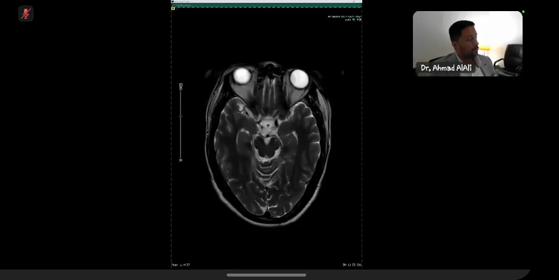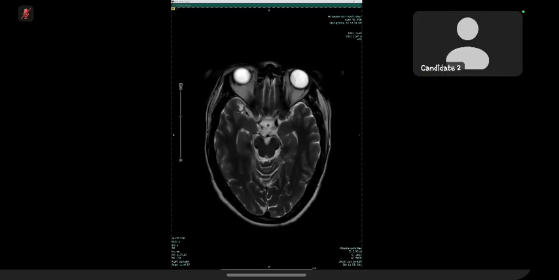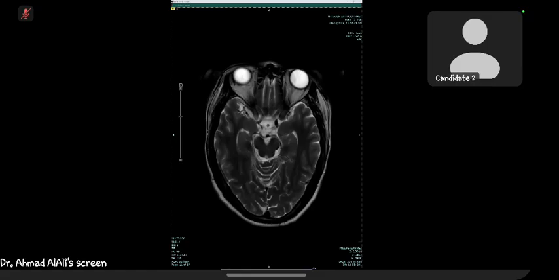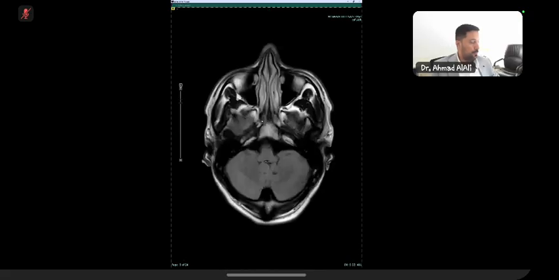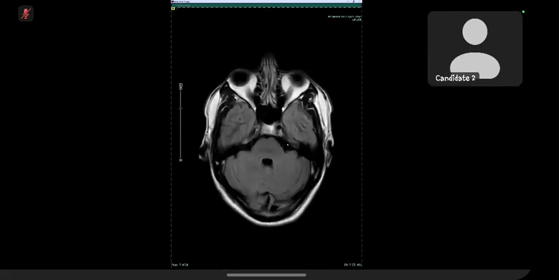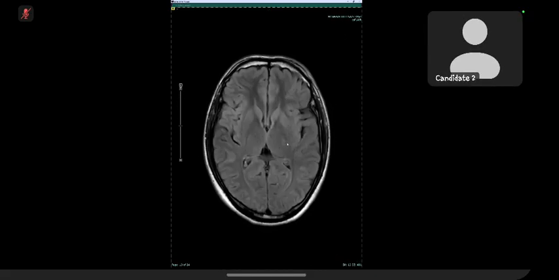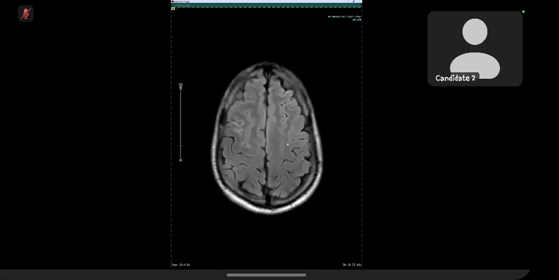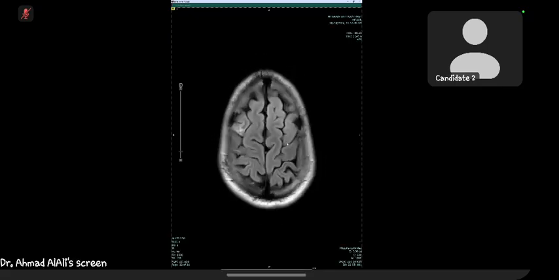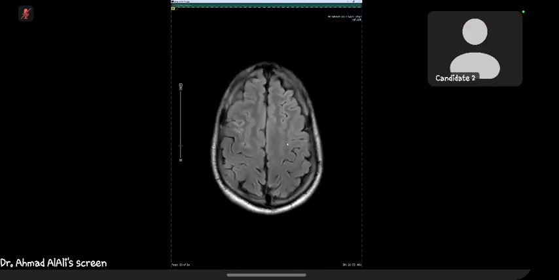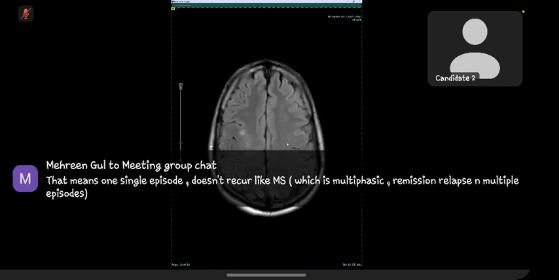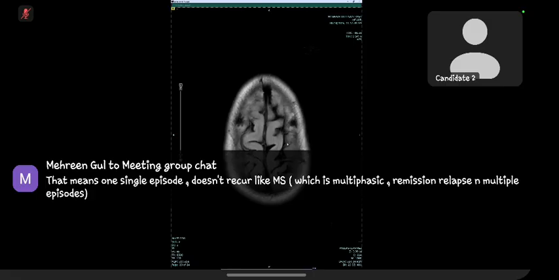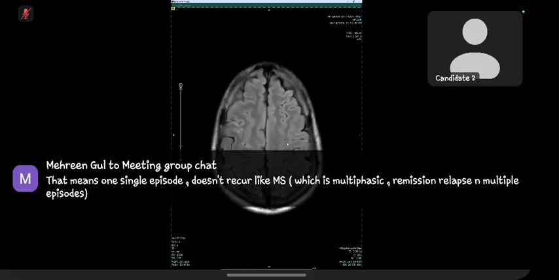Would you like to check other sequences? FLAIR, FLAIR axial if available. These are FLAIR images. You can scroll through them. On FLAIR images, I can appreciate hyperintense signals involving the gray and white matter, predominantly in the right frontal region and the high parietal region.